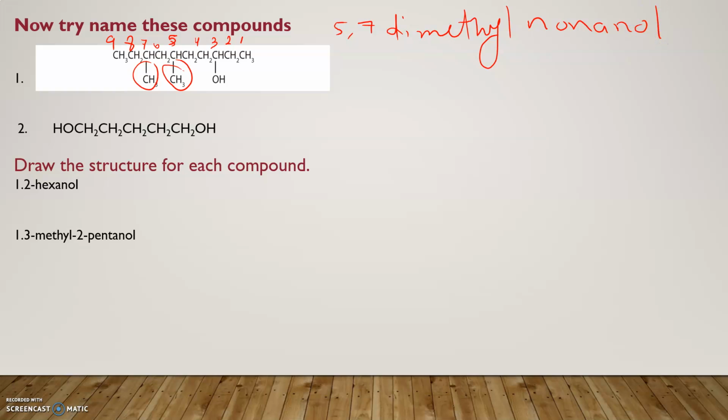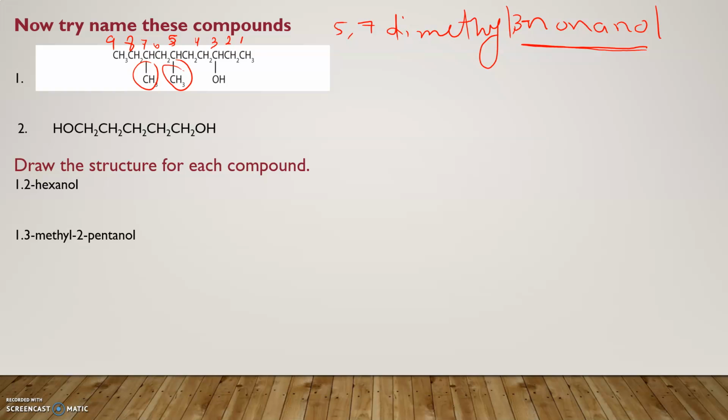Okay, something is missing here. Nonanol: at which carbon is the hydroxyl group? Here it's 3. So 3-nonanol. So it's 5,7-dimethyl-3-nonanol.